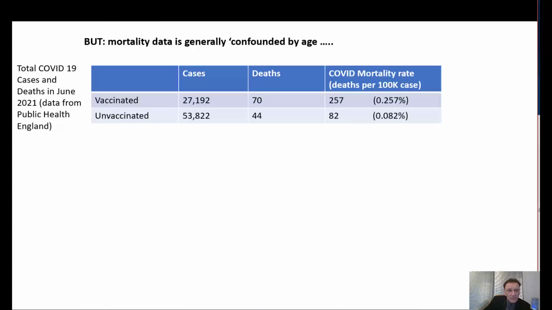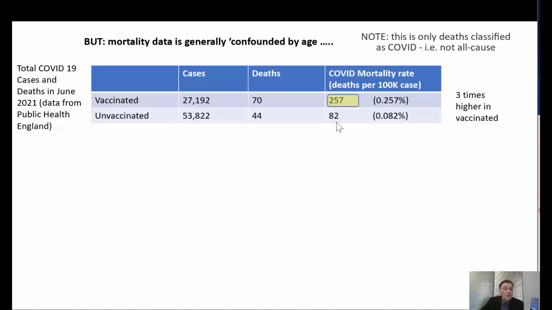But there is a very major problem in looking at mortality data associated with vaccination, and that is that unless you age categorize it, it will be confounded by age. Now, to illustrate this, here are the actual reported COVID case and death numbers in June 2021 from Public Health England. And this is data which also caused a major stir at the time. So what you can see is that in the vaccinated, there were 27,000 cases and 70 deaths, which means that there were 257 deaths per 100,000 vaccinated people, compared to only 82 per 100,000 for the unvaccinated. So the mortality rate is 3 times higher in the vaccinated than in the unvaccinated.